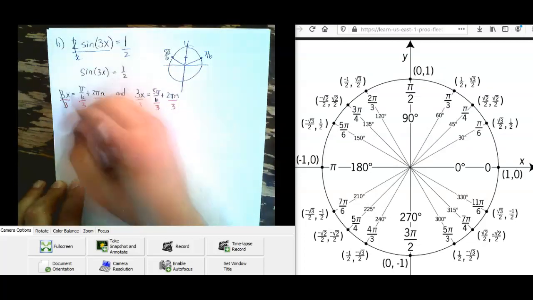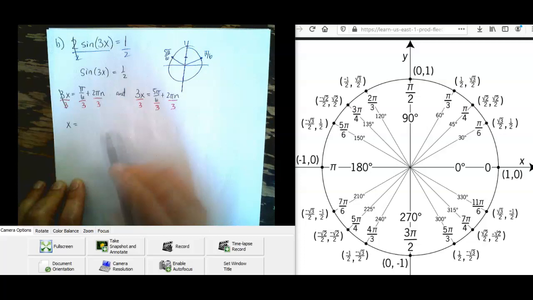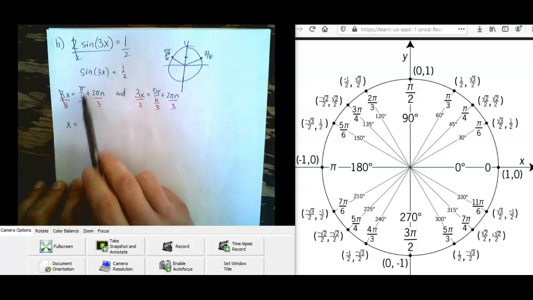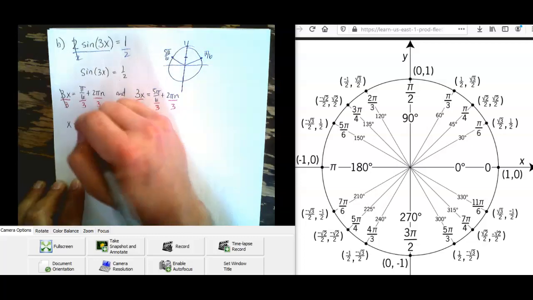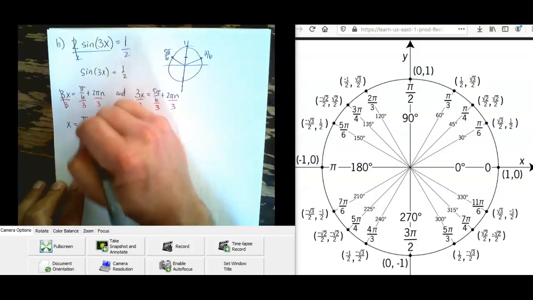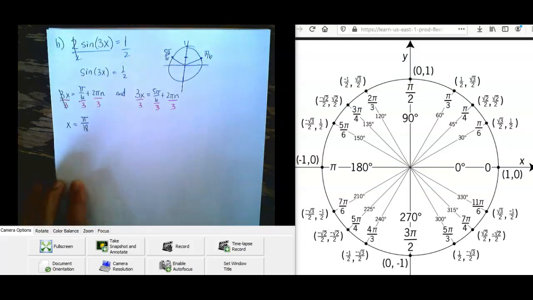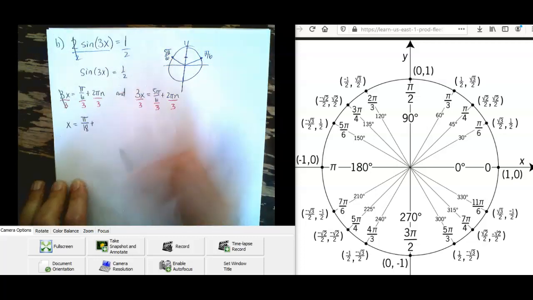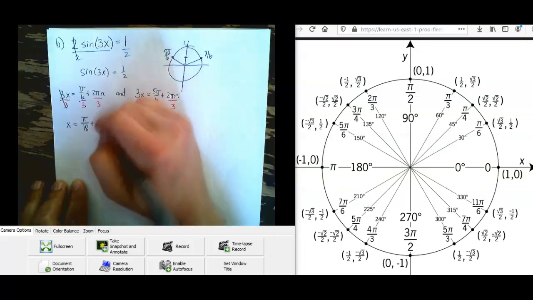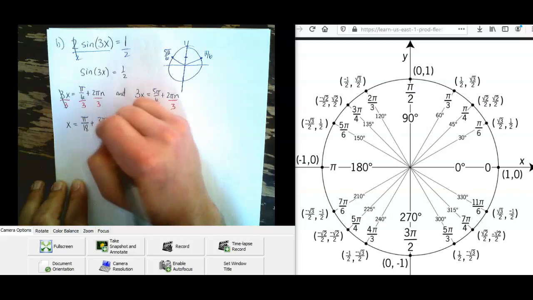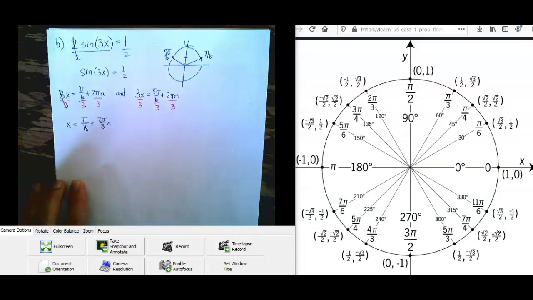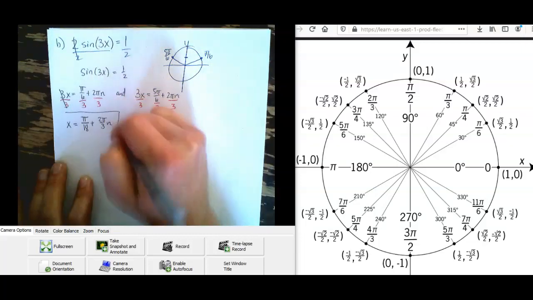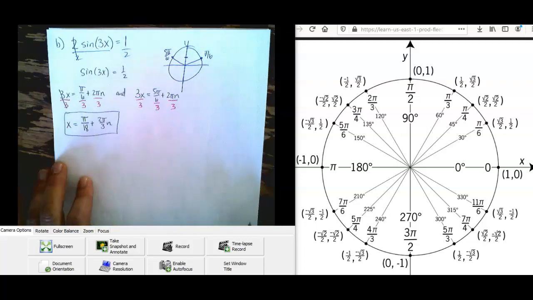So here we get some cancellation, so that's going to be x equals. Now remember, when we divide by a number, we just multiply this denominator. So this would be pi over 18. Pi over 6 divided by 3 is pi over 18. Plus, now nothing's going to cancel here, so this is 2 pi over 3. So there's one set from our solution set.